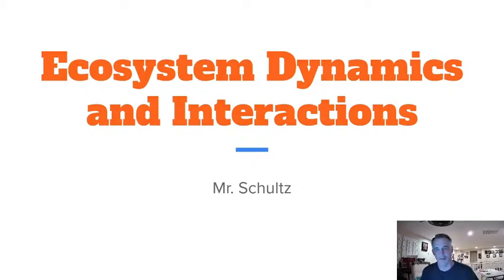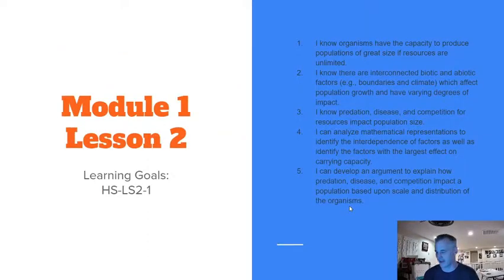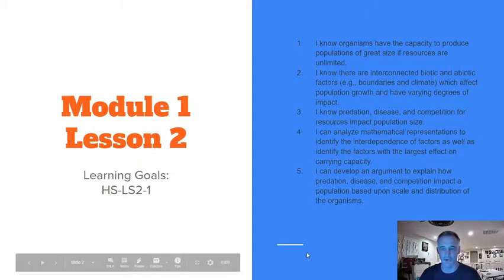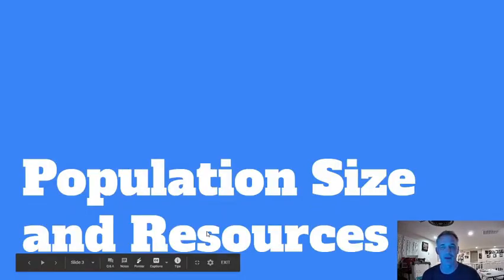We're still on Module 1, which is Ecosystem Dynamics and Interactions. However, now we're going to look at Lesson 2. So here are the goals for Lesson 2. I'll let you read through those. Basically, it's similar to Lesson 1, but we're going to start looking at some more details of what we were originally covering.